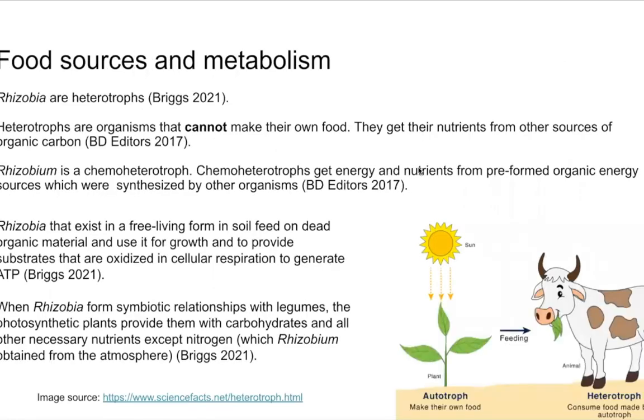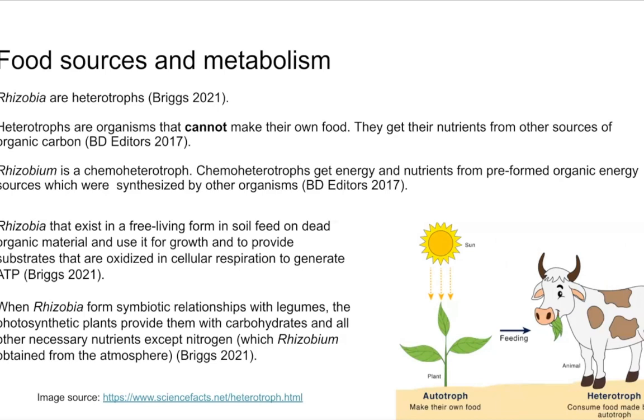Rhizobia are heterotrophs. Heterotrophs are organisms that cannot make their own food. Heterotrophs get their nutrients from other sources of organic carbon. Rhizobium is a chemoheterotroph, which means it gets energy and nutrients from preformed organic energy sources, which have been synthesized by other organisms. Rhizobia that exist in free living forms in soil feed on dead organic material and use it for growth and to provide substrates that are oxidized in cellular respiration to generate ATP.